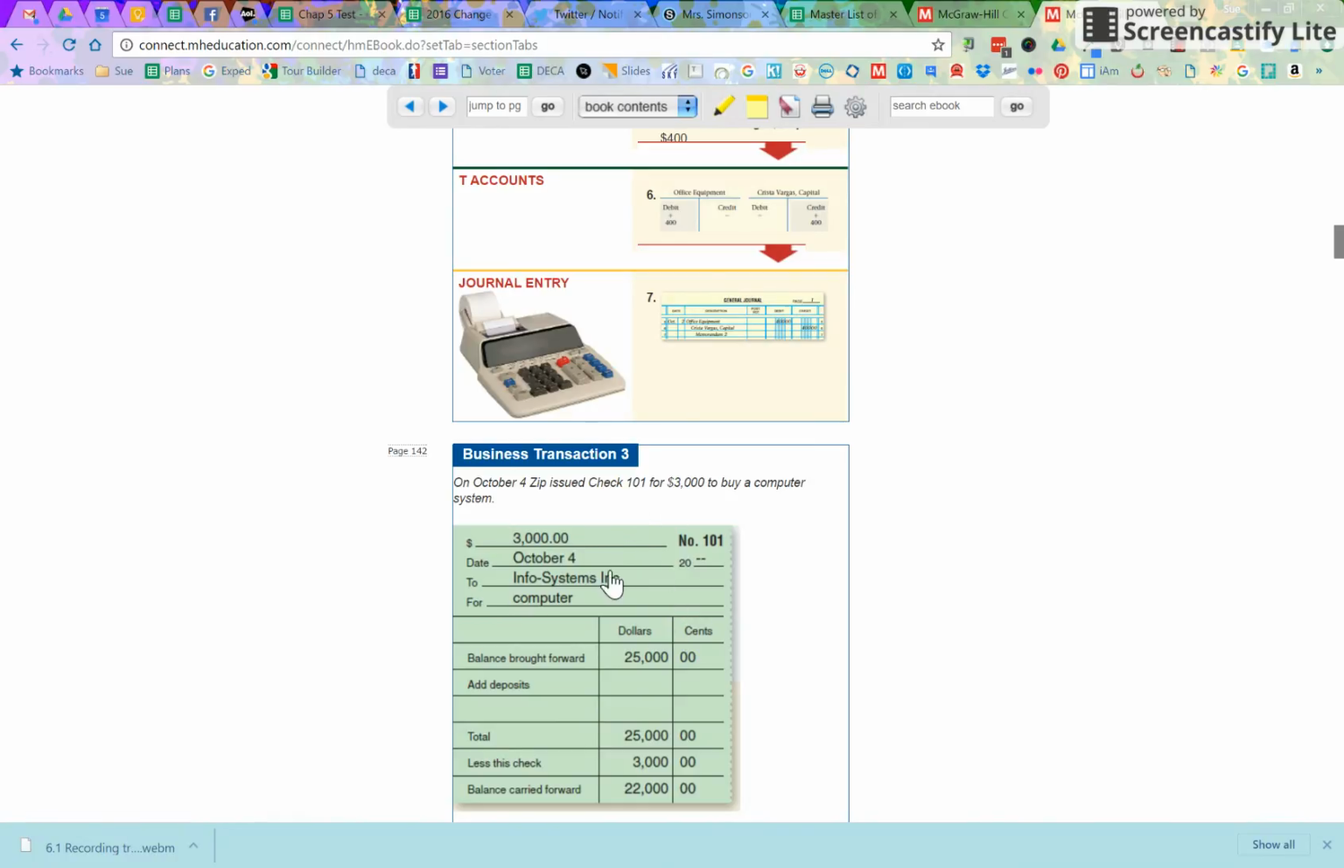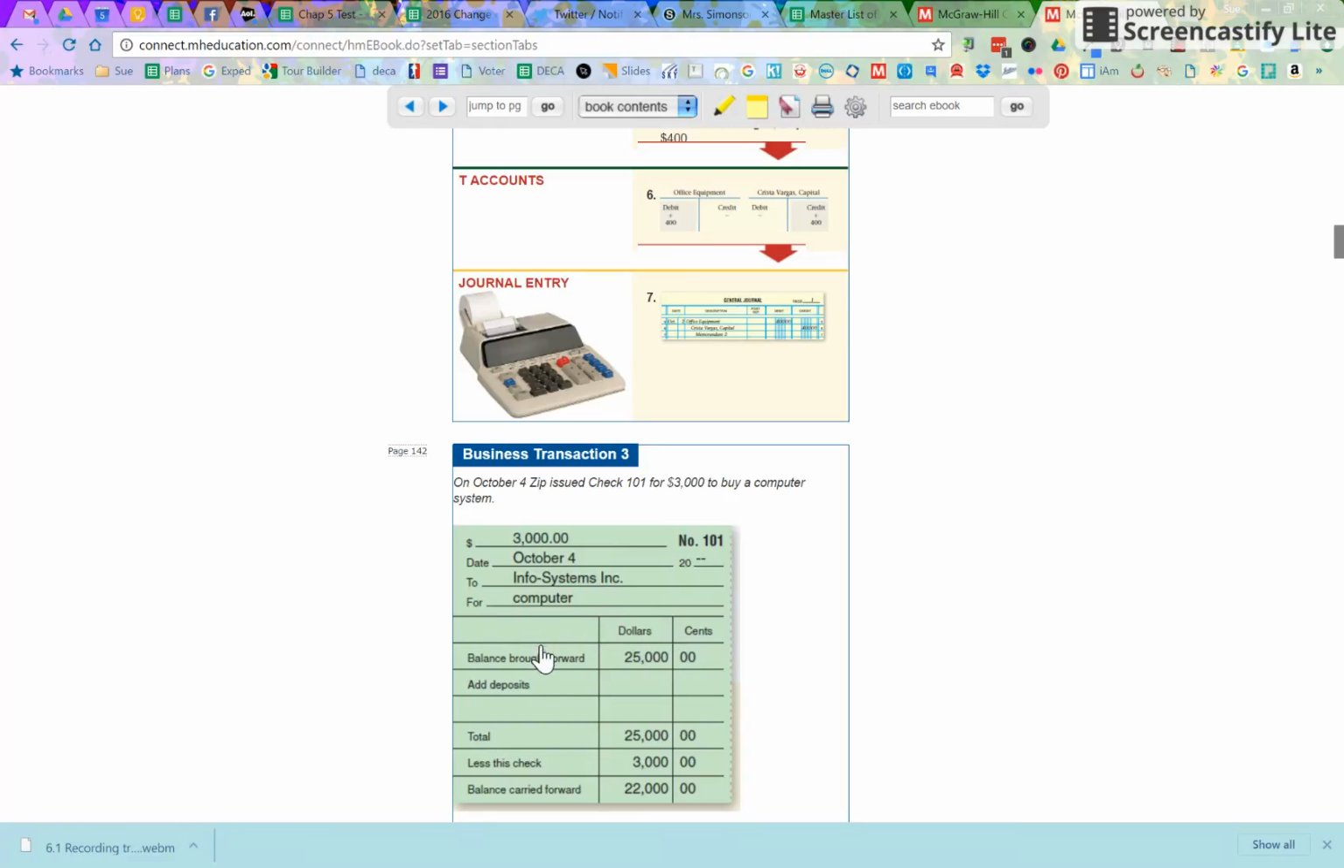Transaction 3, we wrote a check. So here's our check stub. It's a little bit different to get used to these. This is kind of an old-fashioned way of doing checks. We wrote the check for $3,000 on October 4th. Dates become very important. We wrote it to Info Systems Inc., and we bought a computer.